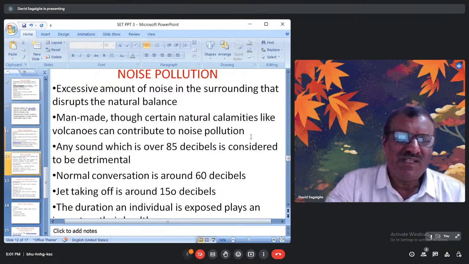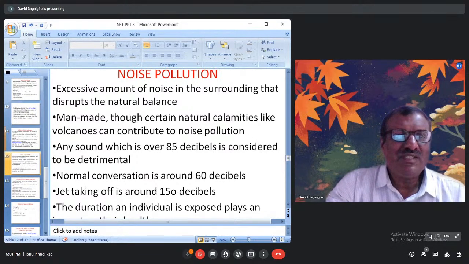Volcanoes and even earthquakes, when they take place, create a huge amount of sound, and huge sound pollution can take place. At the same time, man-made noise pollution is also there, like bursting of crackers or playing music very loudly during festival times. So this all contributes to noise pollution.